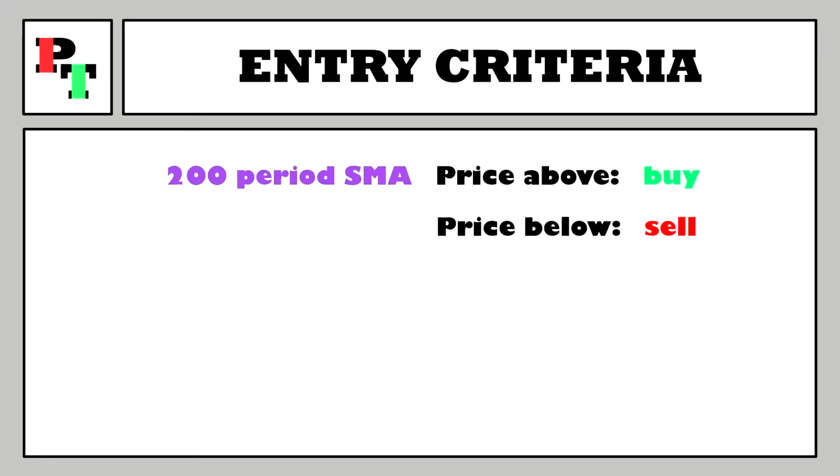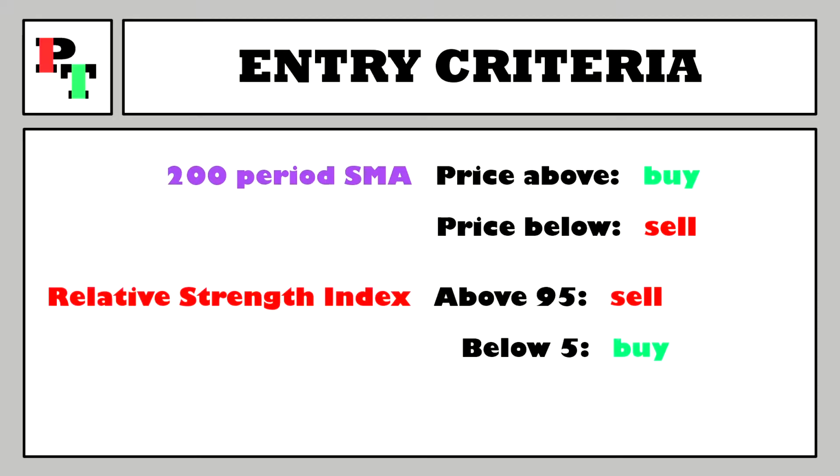With our 200 period simple moving average, if price is closed above that average, then we are only going to be taking buy entry signals. And if price is closed below the 200, it will be sell trade city only for us. Then for the RSI, we'll be using it to determine those overbought, oversold signals, but we'll only be entering when the RSI value closes above 95 or below 5. For readings above 95, we'll therefore enter a sell trade, and for readings below 5, we'll enter a buy trade.